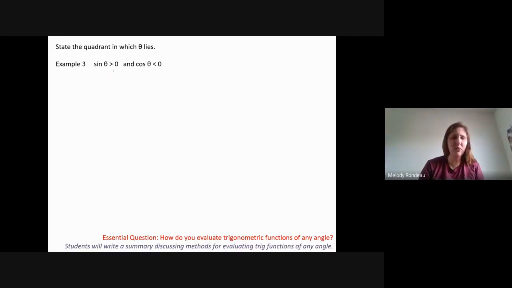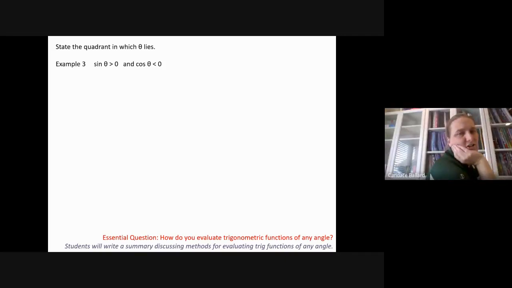State the quadrant in which theta lies. So here we are told that sine of theta is greater than 0. If sine is greater than 0, what kind of number, if I calculated it out, if I knew everything about it, what kind of number is greater than 0? Okay, everybody put that in the chat. We want to see this in the chat. So if a number is greater than 0, what does that really mean about the number?